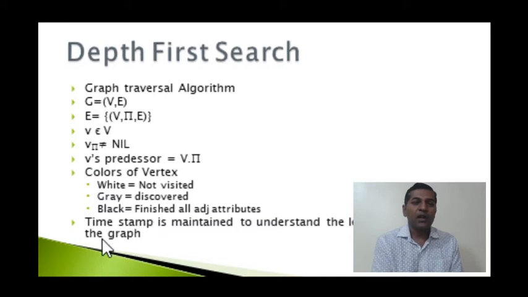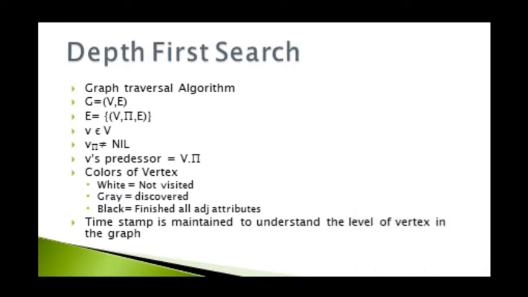In this depth first search method, a timestamp is also maintained. This timestamp will help to understand the level of a vertex in that particular graph, that is, at which level the vertex is during the traversing method.